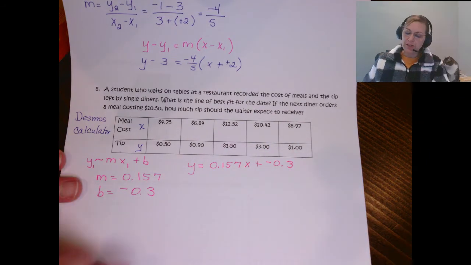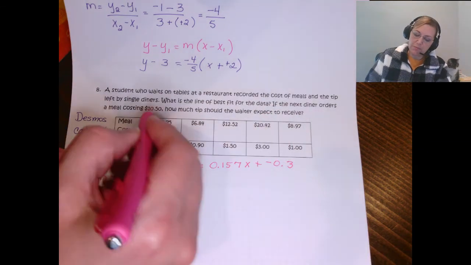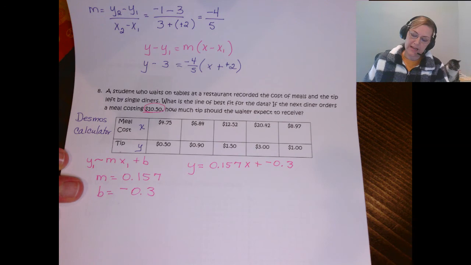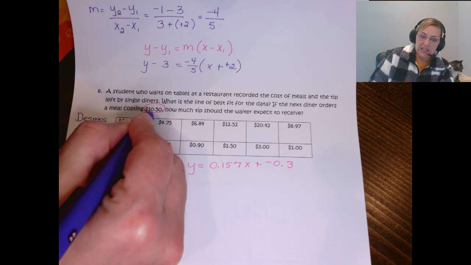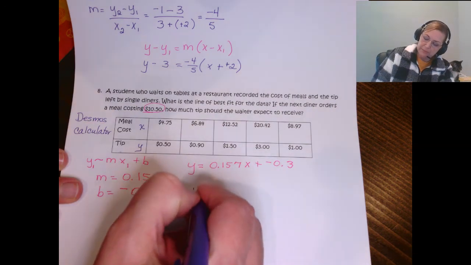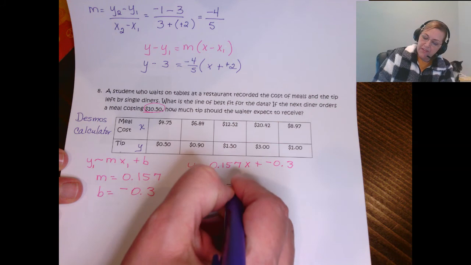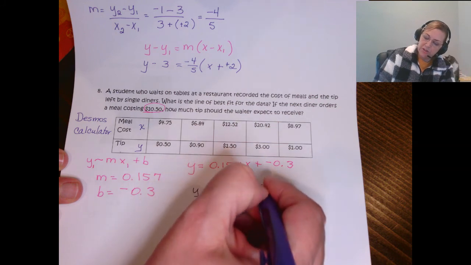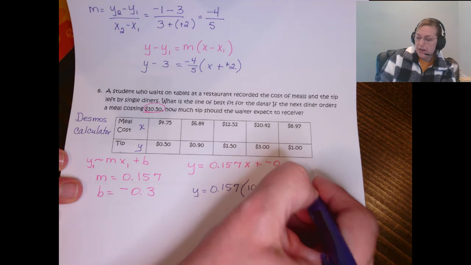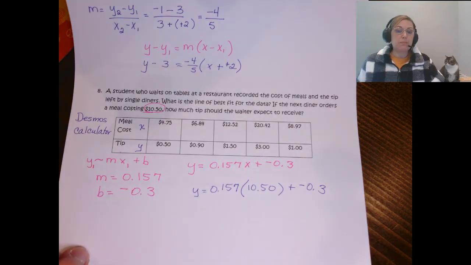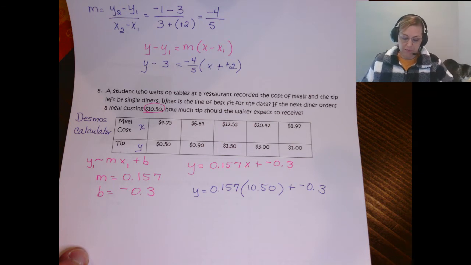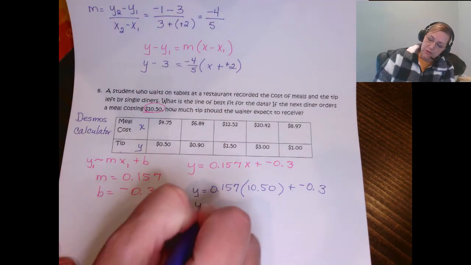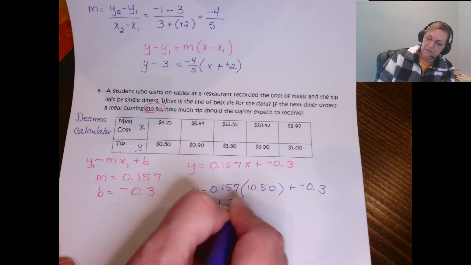Now, the question then says, if the next diner orders a meal costing $10.50, how much tip should the waiter expect to receive? So we're going to put $10.50 in for x. I got 0.157 times $10.50 plus negative 0.3. Now you can put this in your calculator. You're going to do your 0.157 times your 10.5. We're going to add our negative 0.3, and the waiter should expect to get $1.35.